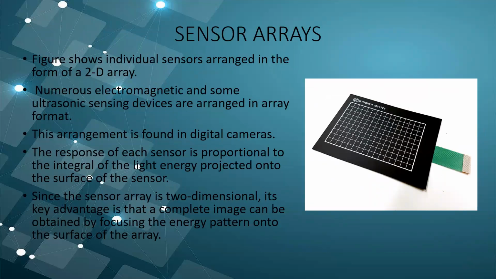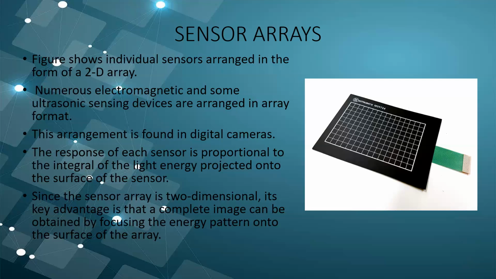Sensor arrays. The figure shows individual sensors arranged in the form of a 2D array. A 2D array is two-dimensional, having an x and y direction. Here, the sensors are arranged in 2D arrays, having only two dimensions. Numerous electromagnetic and some ultrasonic sensing devices are arranged in an array format. This arrangement is found in digital cameras. Whenever you take a picture with a digital camera, the image is obtained in only two dimensions. So this is mostly found in digital cameras, where two-dimensional pictures are taken.